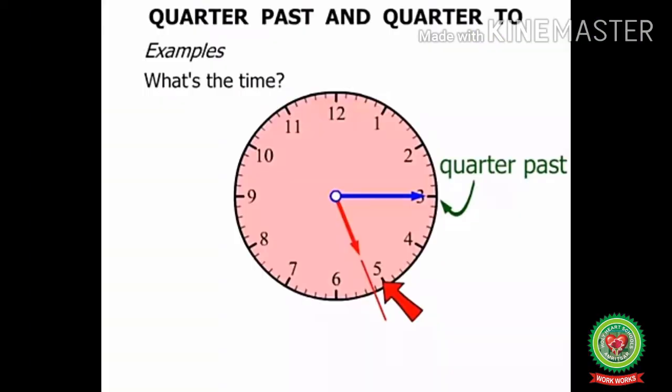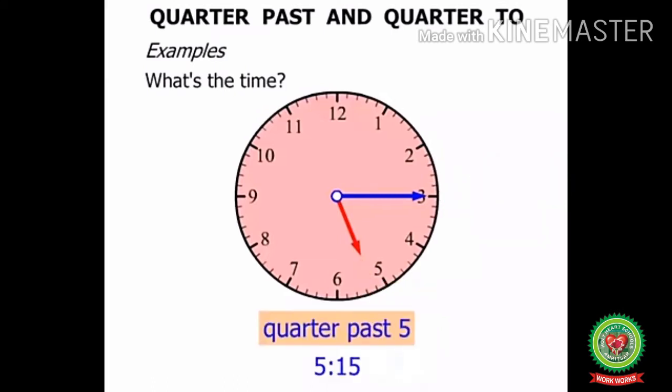Then we have learned about quarter past and quarter to. Quarter means 15 minutes. So what is the time over here? The long hand is at 3 and the short hand is between 5 and 6. So which hour is going on? That is 5. So the time is quarter past 5. That means 15 minutes past 5.